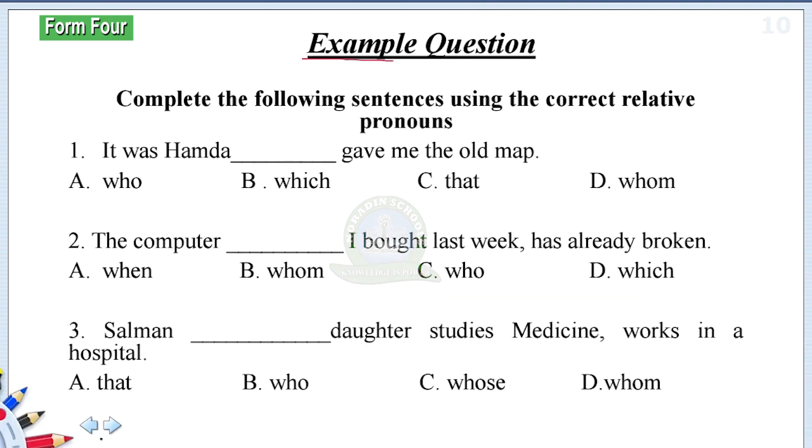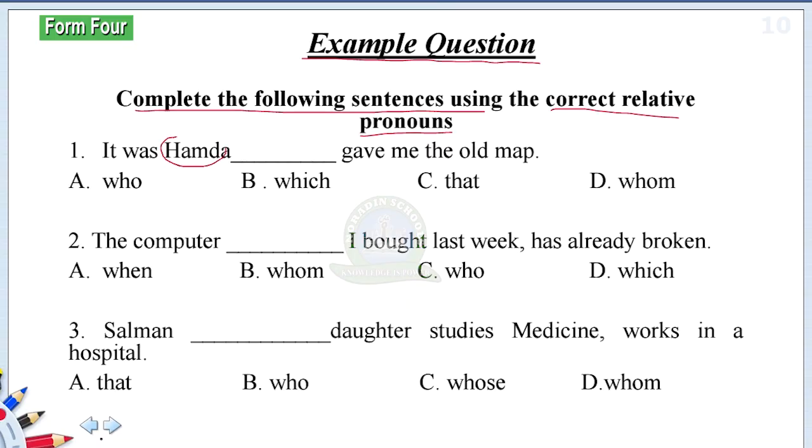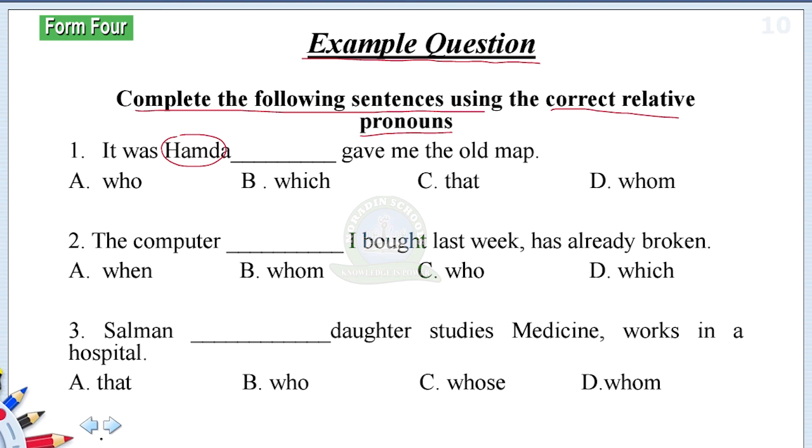Example questions. Complete the following sentence using the correct relative pronouns. So you're going to remember and keep in mind. Think before you do. Okay, it was Hamda. We're talking about a person. Hamda is not a concept, not a thing, not an animal. Hamda is a person. It was Hamda gave me the old map. Who, which, that, whom. We don't use that, we don't use which. Why? Because Hamda is not an animal or thing or concept.